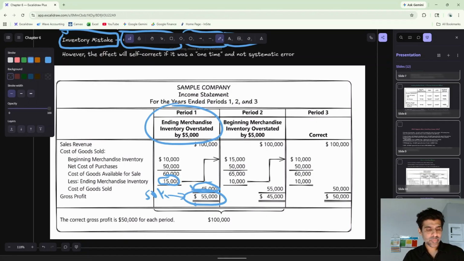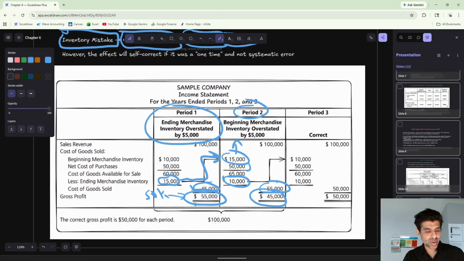But let's say in the next period you don't make the same mistake, but this mistake from the last period is going to carry over. It's going to be your starting balance. If everything else goes the same and you count the inventory correctly at the end of the next period, you're going to understate this balance because you started the period with inflated inventory, and so when you calculate cost of goods sold, it's going to be too high. Because this is too high, this is correct. If you just look at the math, it self-corrects.